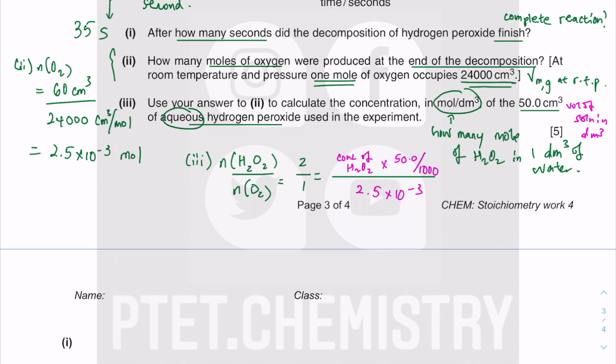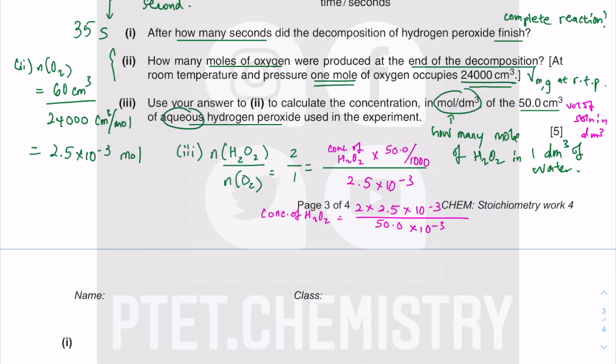minus 3. So altogether, concentration of H2O2 is going to be 2 times 2.5 times 10 to the minus 3 divided by 50.0 times 10 to the minus 3. So where does that 10 to the minus 3 come from? Anything divided by 1000 means 50.0 times 10 to the minus 3. This brings up, this comes down, therefore it's divided by 50.0 times 10 to the minus 3. So now pop that into your calculator: 2 times 2.5 times 10 to the minus 3 divided by 50 times 10 to the minus 3.